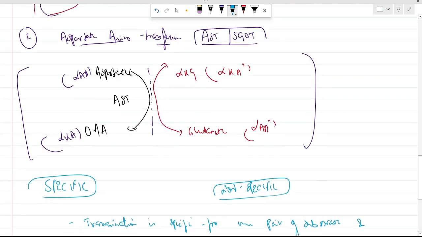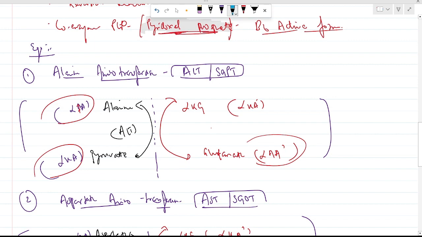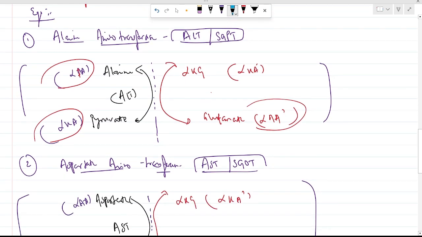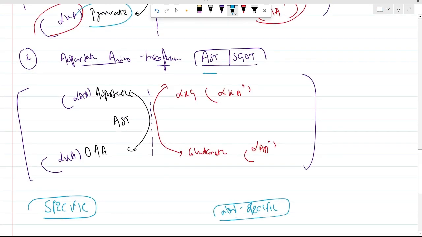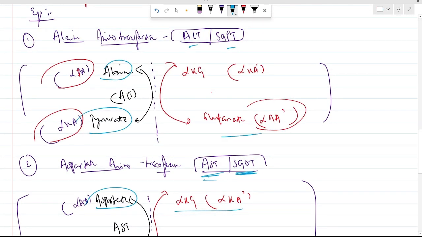Again we will see the reactions. Involvement of ALT, alanine aminotransferase, alanine converted to pyruvate. ALT is also known as SGPT. AST, aspartate aminotransferase, aspartate to oxaloacetate. AST is also known as SGOT. And alpha ketoglutarate and glutamate remain the same. So moving on.